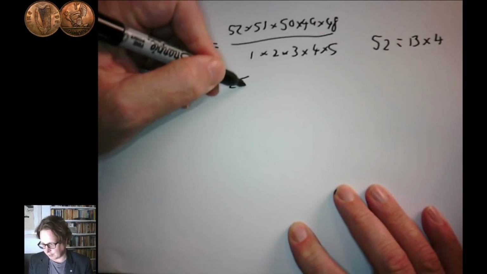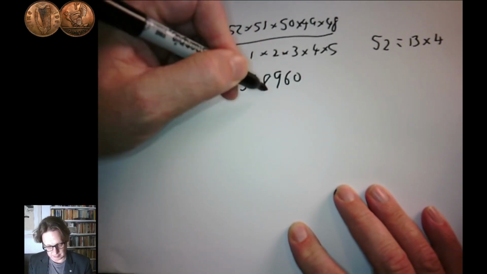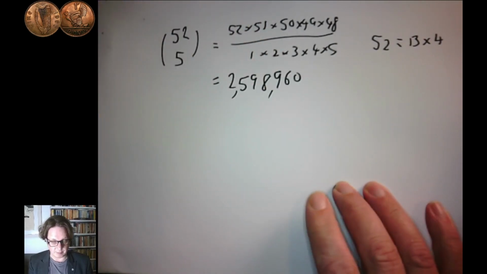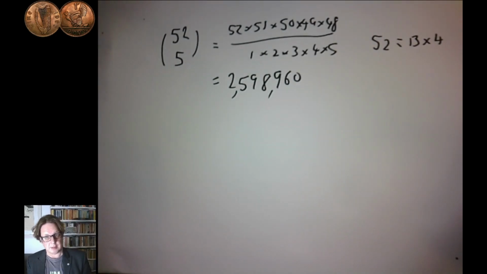It's 2598960, so it's 2.5 million. Basically, there are 2.5 million different hands. So that's the sample space of 5-card hands. What we'd like to know is the event of the hand containing a pair.